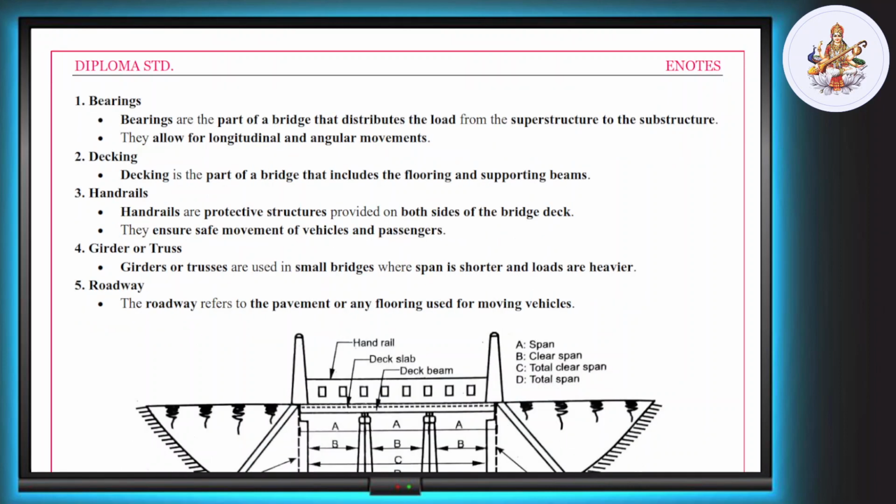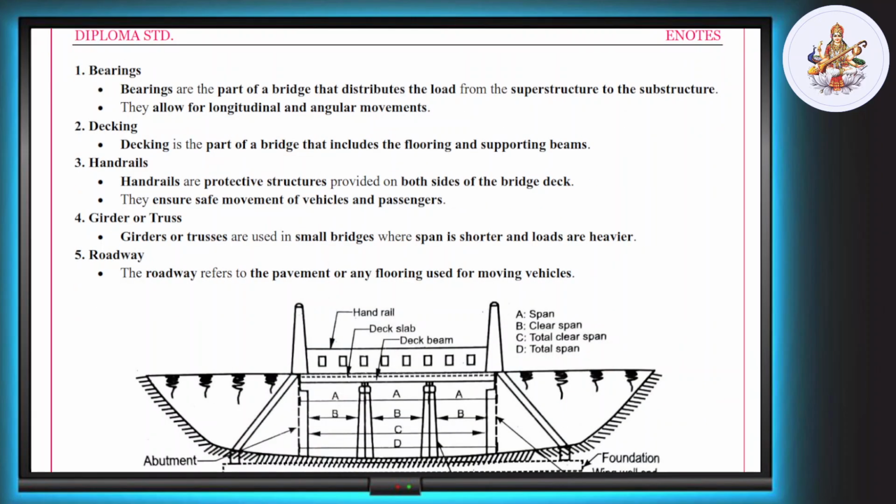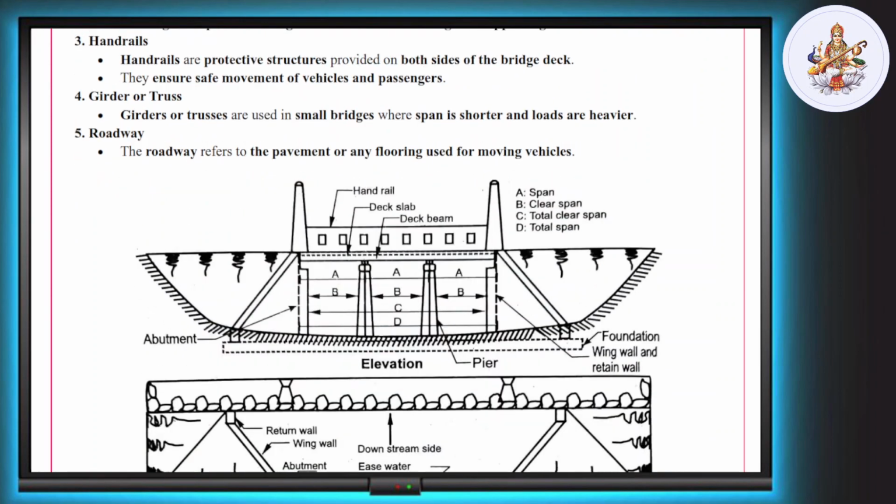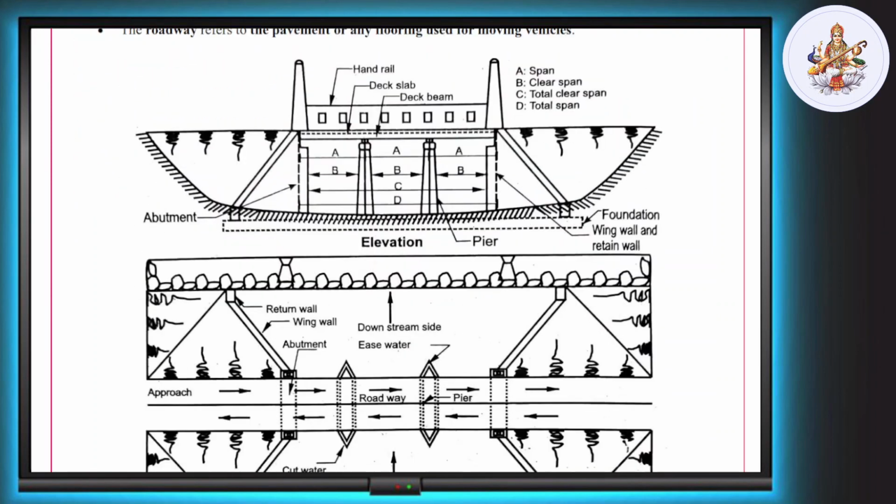2. Decking. This includes the flooring and beams on which the vehicles move. Simply put, this is the actual road surface of the bridge. 3. Handrails. Provided on both sides of the deck, for safety of pedestrians and vehicles. 4. Girders or trusses. These are horizontal structural members that carry the deck, used in short-span bridges where heavy loads need to be carried. 5. Roadway. This is the actual path or pavement laid on the decking. It's where the vehicles move.